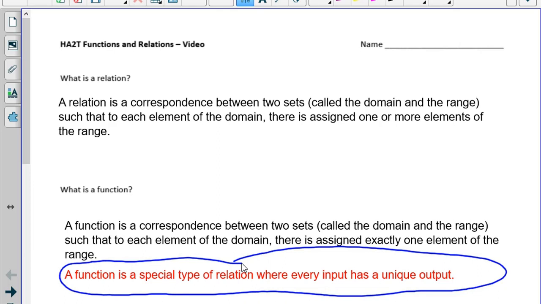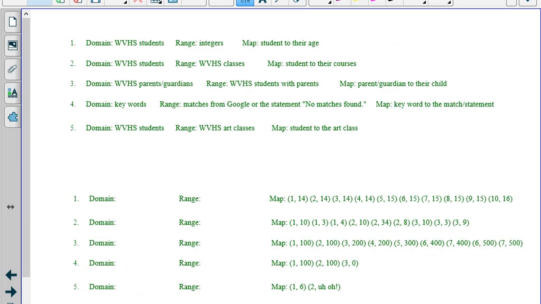And if we do, is it a function? So does every element of the domain have an element of the range assigned to it? Does every student have an age? Yes. Does every student have only one age? Yes. So in this case, this is a function.